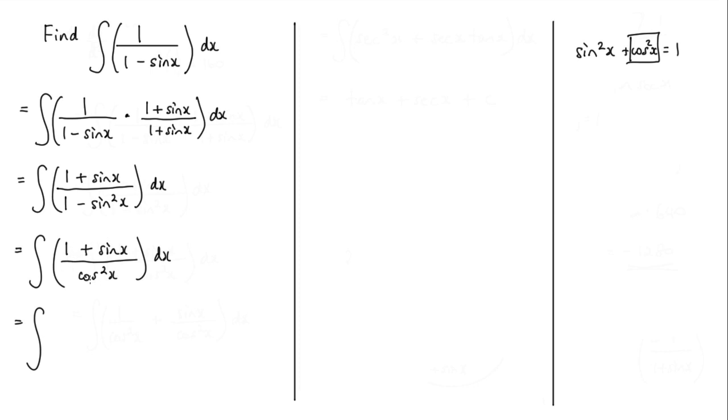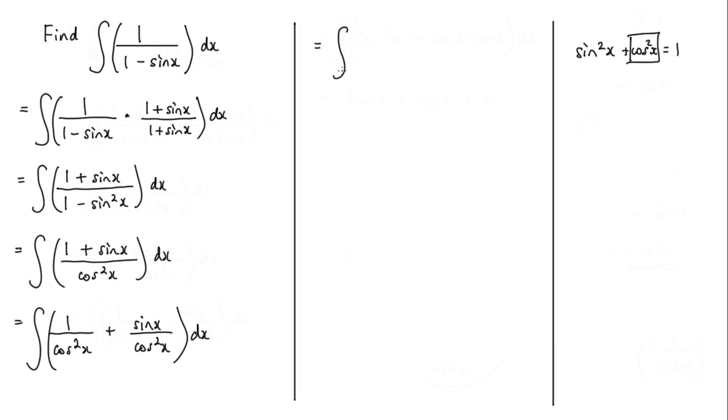Now looking at this here, I can see two separate fractions. I've got 1 over cos squared x plus sine x over cos squared x. So let me go ahead and write that. So I've got 1 over cos squared x plus sine x over cos squared x. And that's with respect to x.